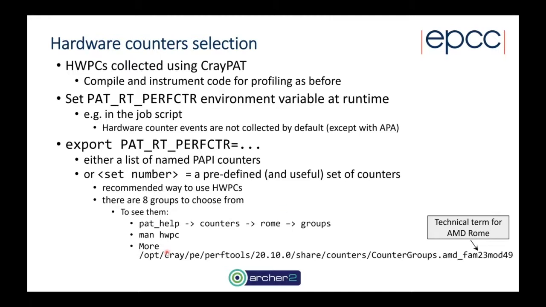So there's detail on the system on what hardware counters are available. There are three different ways. You can do man hwpc at the command line. You can do pat_help, choose counters, choose roam, and choose groups at the command line. Or you can just do more of this file here. And actually, this path might have changed.